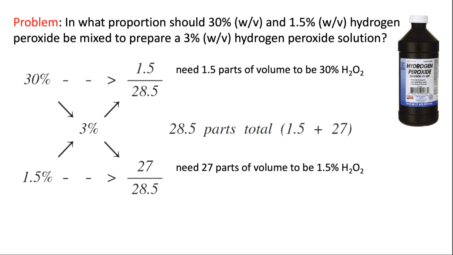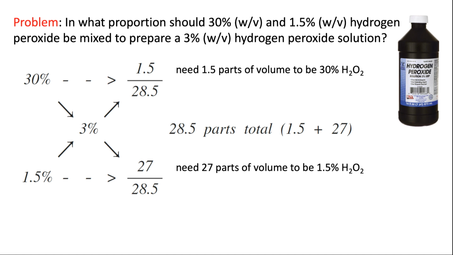So essentially what we have is a ratio. Of the 30%, what we really need to know is that 1.5 parts out of 28.5 needs to be the 30%. And 27 parts out of 28.5 parts needs to be the 1.5%. So we've now set up the proportion. We could compound any volume we wanted. As long as we use these right proportions, we could create any volume of 3% hydrogen peroxide using these set proportions.